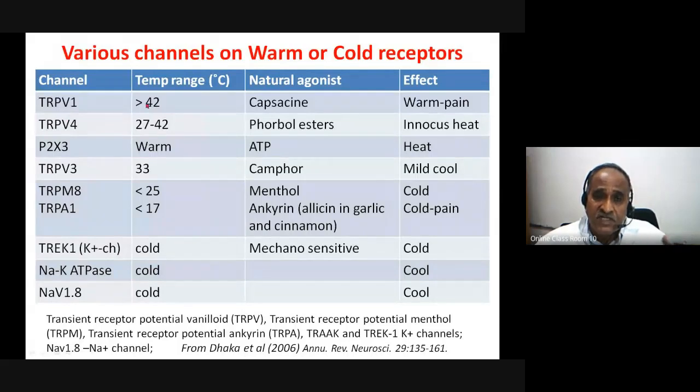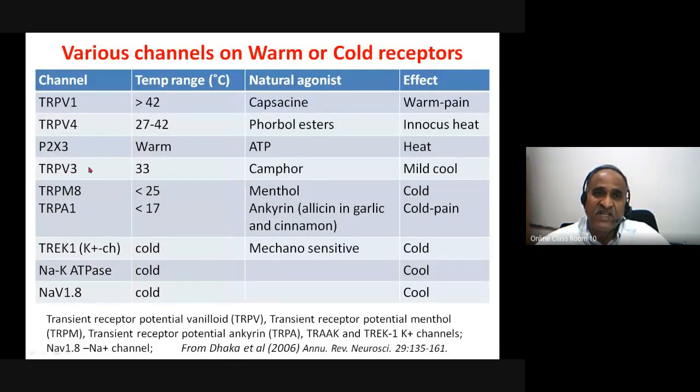TRPV4, so this is in the range of warm, lesser than 42, 27 to 42. These are activated by the 4-alpha phorbol esters, and these are innocuous heat. This is not a very strong heat. Then P2X3 channels. These are ATP sensitive channels, or these are also known as the adenosine channels. These P2X3 channels detect the warm, because P2X3 means there is more ATP production, and more ATP production produces the heat. They will detect the heat, that is the warm.